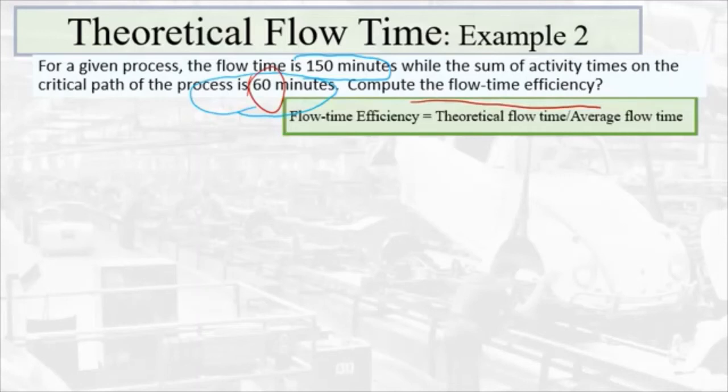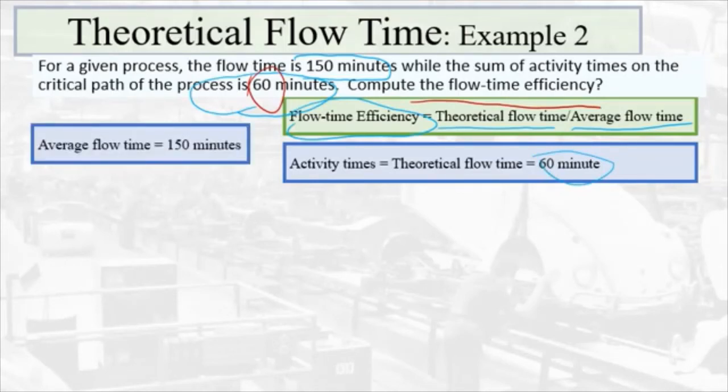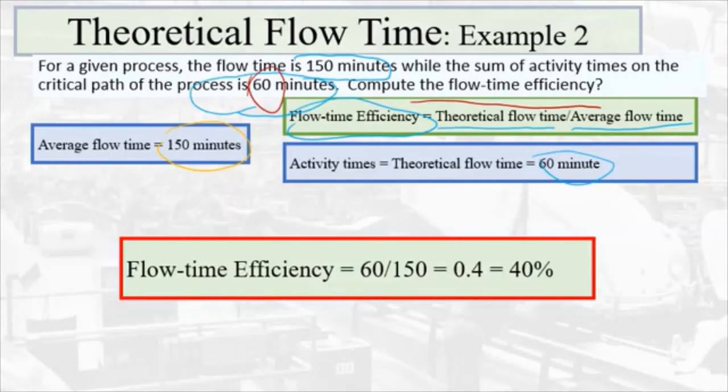For flow time efficiency, we have this equation right here, where it is the theoretical flow time over the average flow time. The theoretical flow time is going to be the smallest of the two, because when you take out waiting, it's going to be a smaller number. So it's 60 minutes, while the average flow time is the longest, which includes waiting, at 150. So right away, we identified all the ingredients we need for the equation. We go 60 over 150, and it gives us 0.4. So the efficiency of the process is 40%.